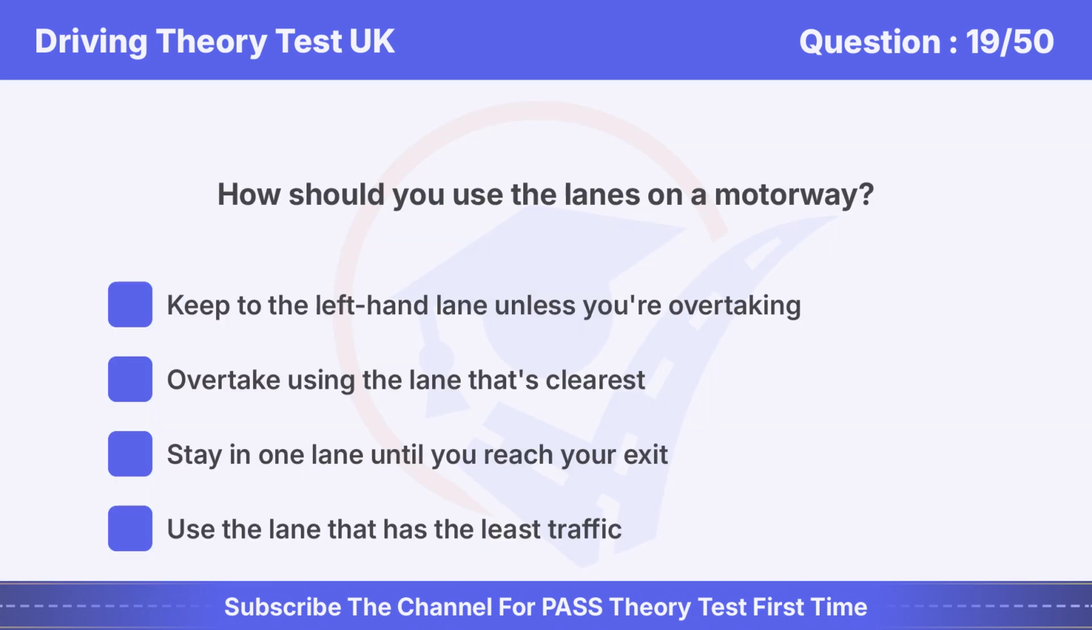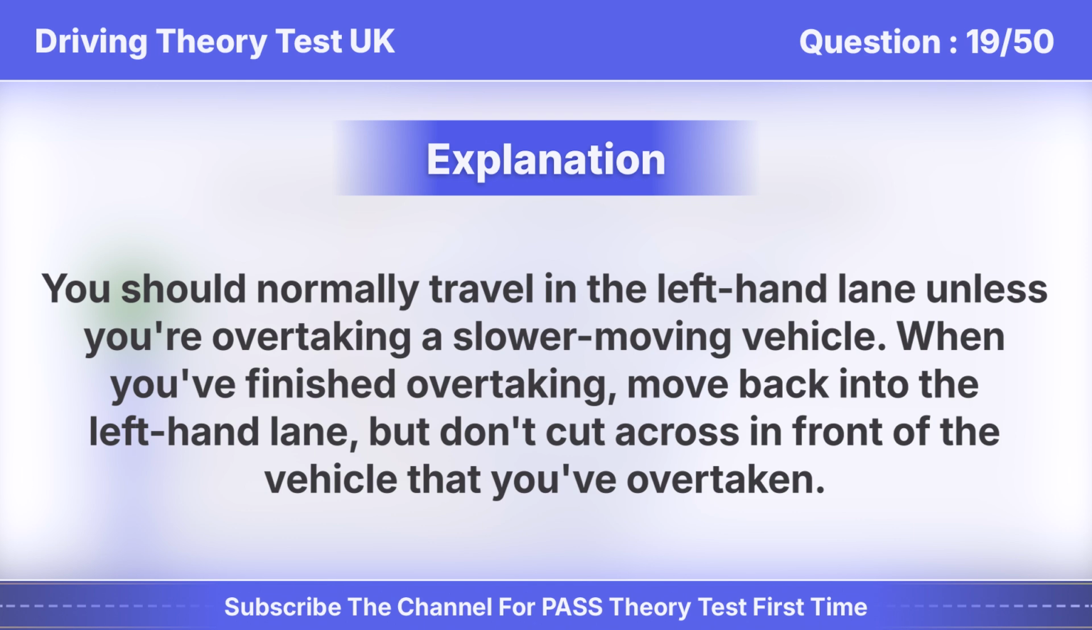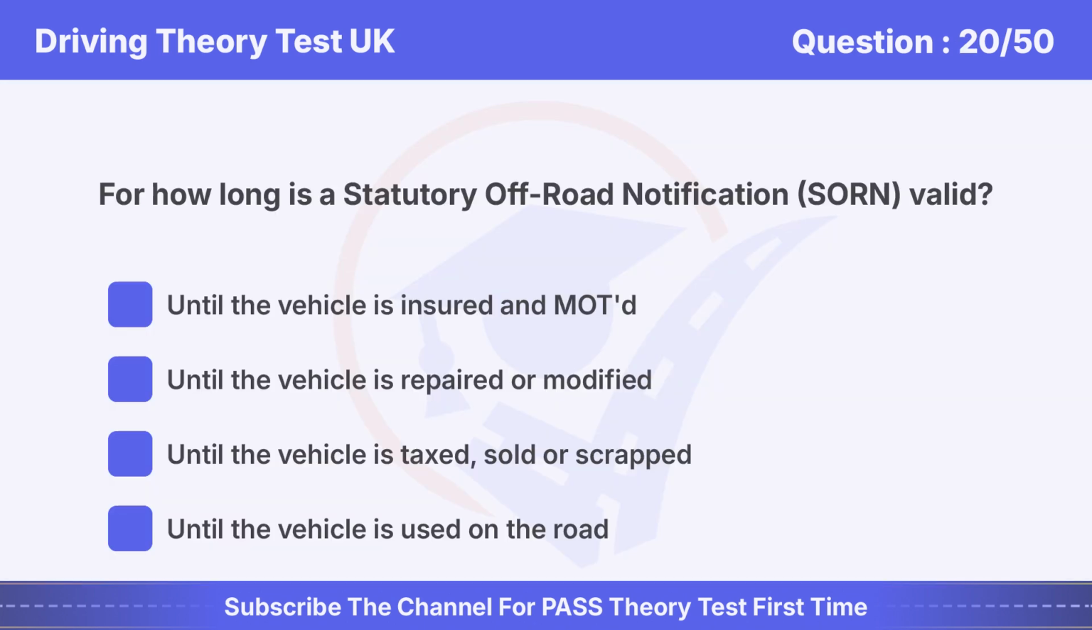Question 19. How should you use the lanes on a motorway? Answer is A. Keep to the left-hand lane unless you're overtaking. You should normally travel in the left-hand lane unless you're overtaking a slower-moving vehicle. When you've finished overtaking, move back into the left-hand lane, but don't cut across in front of the vehicle that you've overtaken.